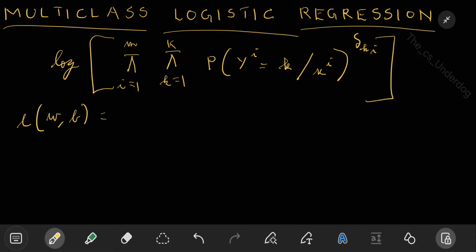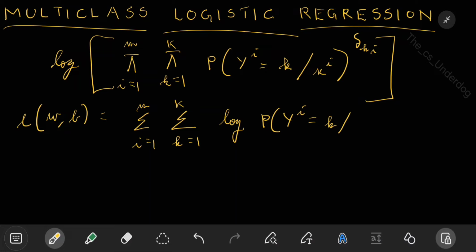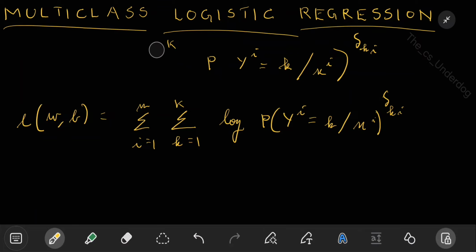So how can this be written? When you take log, multiplication will turn to addition. So instead of a multiplication, it will be a summation. Sigma i is equal to 1 to m, and this term will again become a summation, so it will be sigma k is equal to 1 to K. Then I have to take the log of p of yi is equal to k given xi, the whole raised to delta ki, right? So I'm going to rub this off. This is my log likelihood.